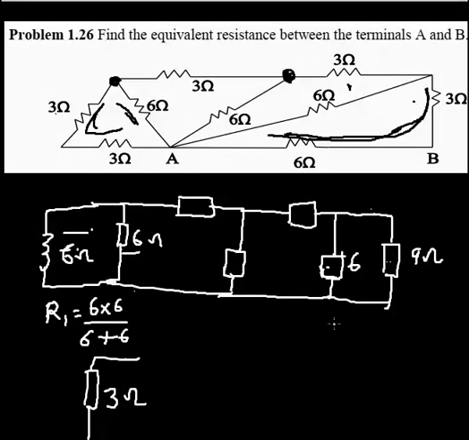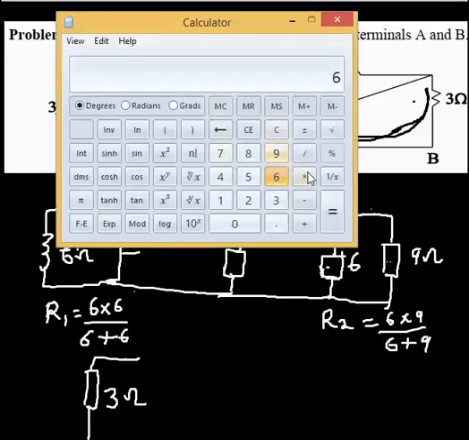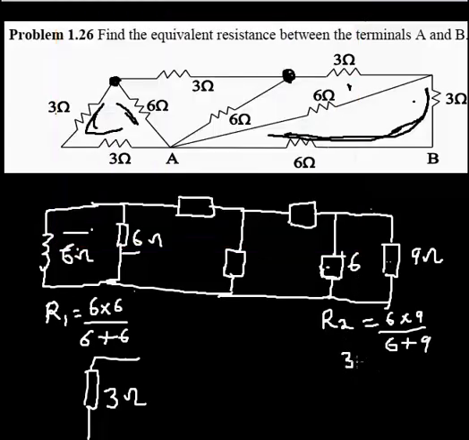Let me resolve this. Their total, let me call that R2. That's 6 times 9 divided by 6 plus 9. Of course, 6 times 9, what is it? That's 54. 54 divided by 6 plus 9 is 3.6. So the whole of this connection here is 3.6. So let's go again and connect.